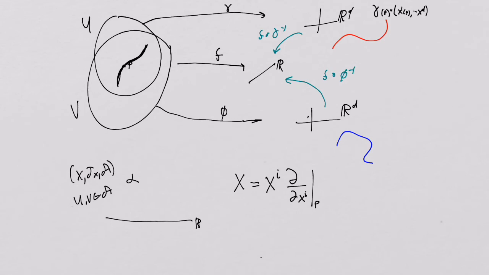And phi, I'll define this way. Phi of p equals y1 to yd. So these are the coordinate functions here. xi of p and yi of p. Those are the coordinate functions.